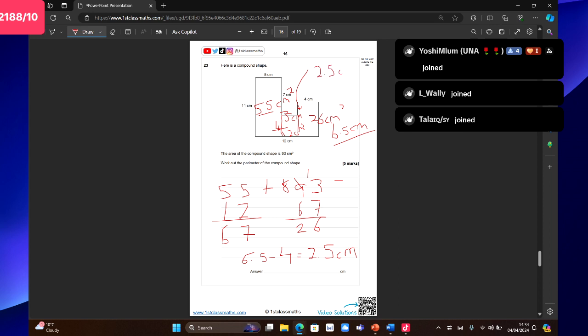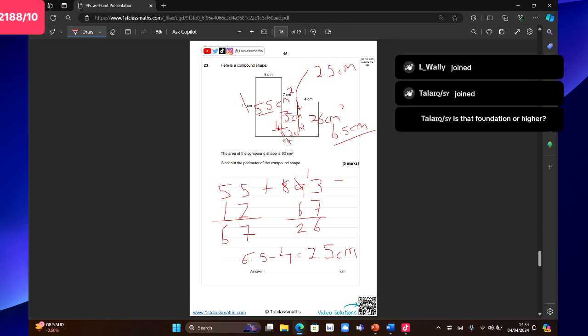centimeters. To work out the perimeter, I'm going to add up all the side lengths. So 11 plus 12 is going to be 23, plus 6.5 is going to be 28.5, plus 4 is going to be 32.5, plus 2.5, so that's going to be 35, 38, 45, and 50. So 50 centimeters.